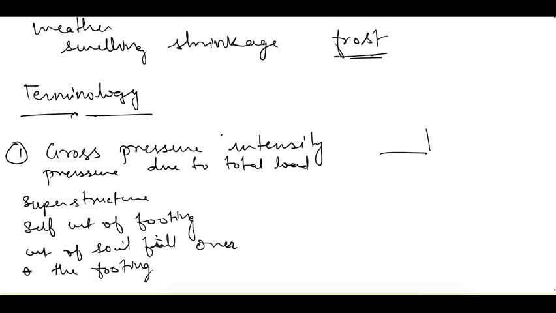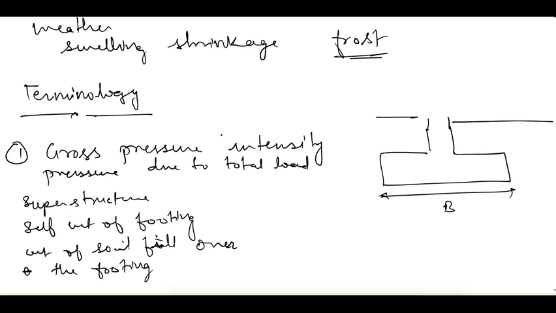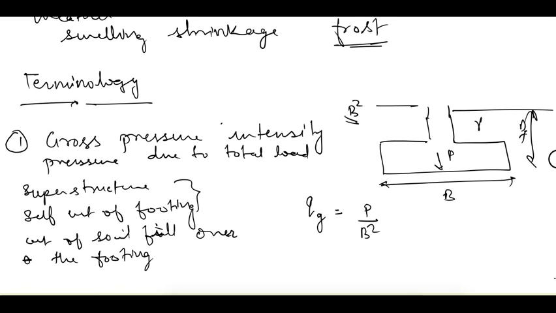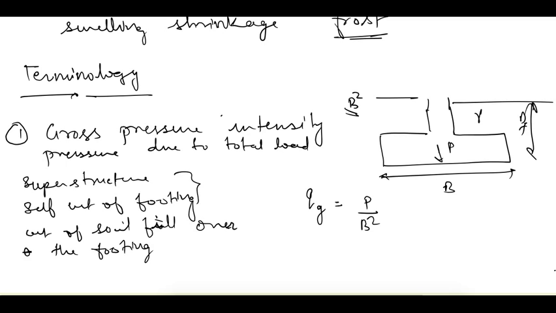So if we construct an isolated square footing, where this side is B and the depth is Df, and the unit weight is gamma, the area would be B square for a square footing. Let's say the load due to the superstructure and self weight of the footing is P. So the gross pressure intensity can be given as P by B square. This is the pressure due to the superstructure and self weight. That is the weight we are putting on the soil.